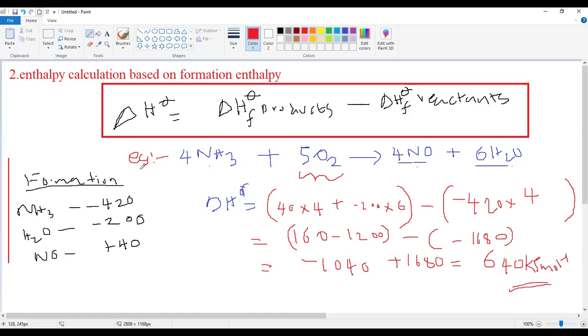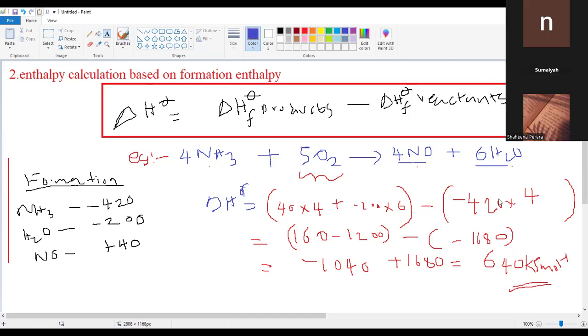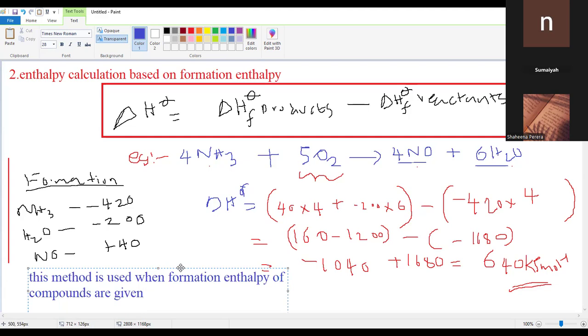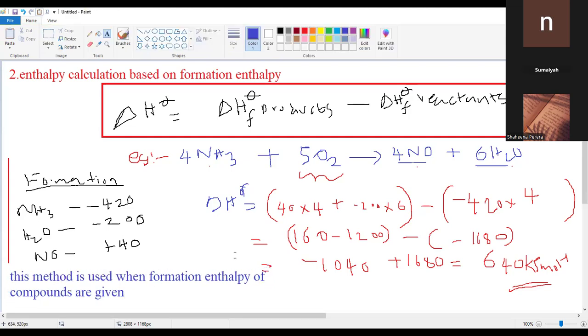Understood how to work out if formation enthalpies are given? Okay, now copy it. Now here the data is formation enthalpy, so you have to use this method. If bond enthalpies are given, we have to use the previous method. If formation enthalpies are given, you can use this method. So copy and tell me.